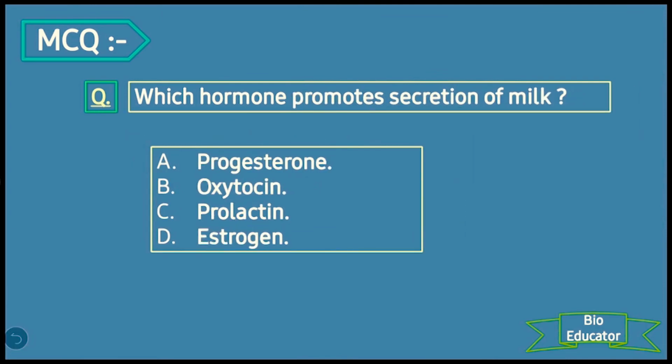Question number 2. Which hormone promotes secretion of the milk? We know the estrogen and progesterone hormones develop the breast and its mammary gland for the production of milk, but the prolactin hormone, which is secreted by the anterior pituitary gland, helps in the secretion of the milk. So C is the right answer.